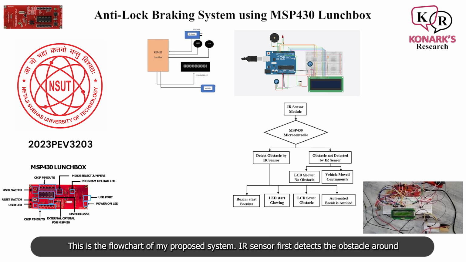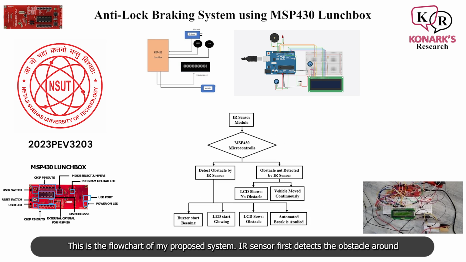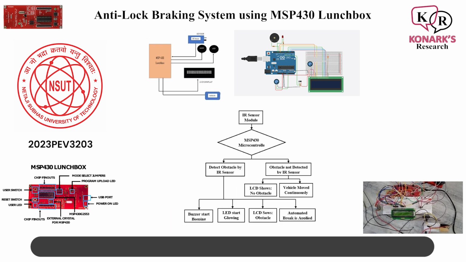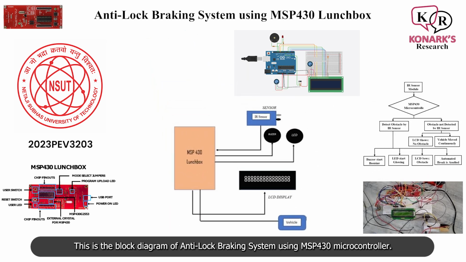This is the flowchart of my proposed system. The IR sensor first detects the obstacle around the vehicle and then the indicating device indicates to the driver. This is the block diagram of anti-lock braking system using MSP430 microcontroller.